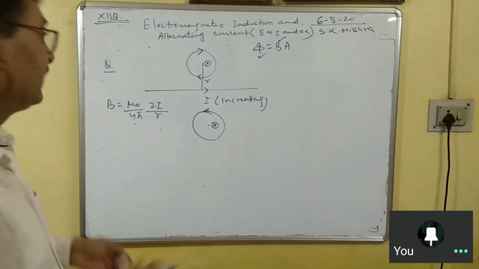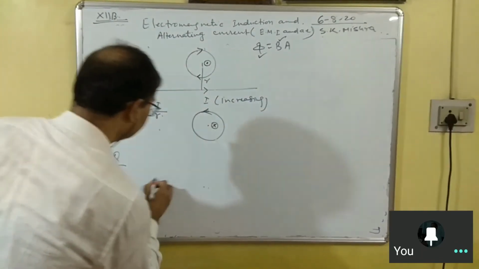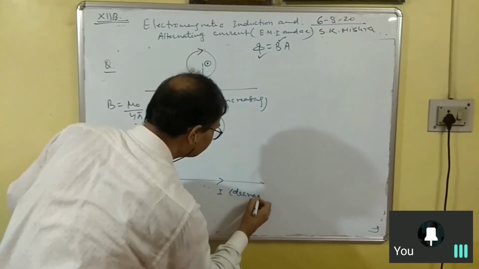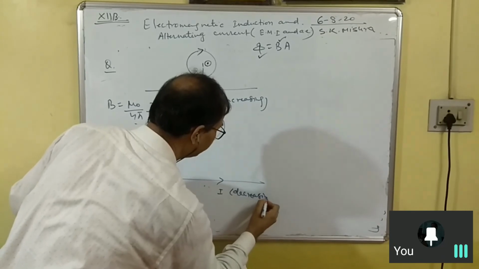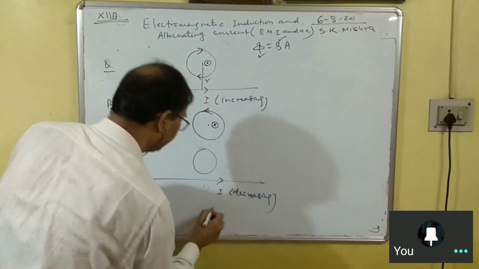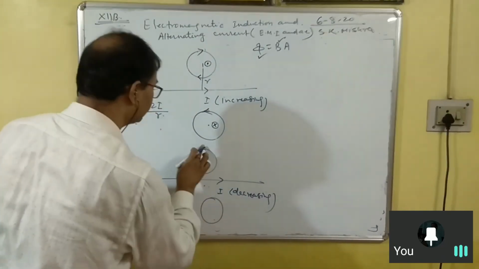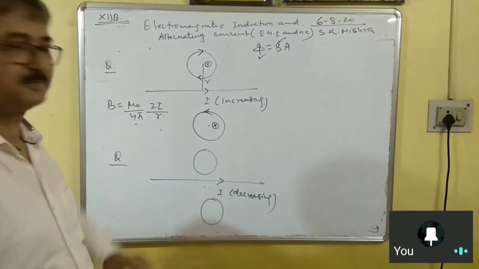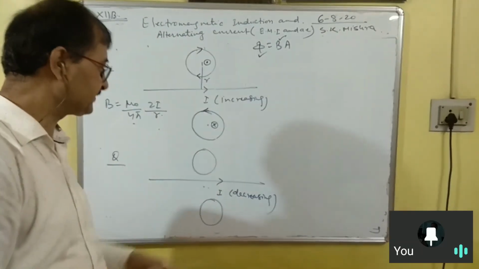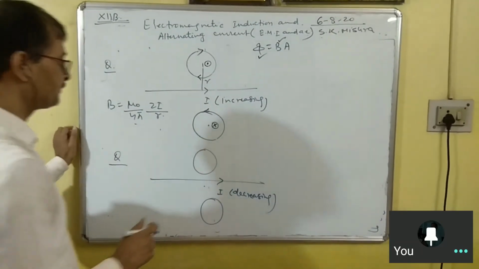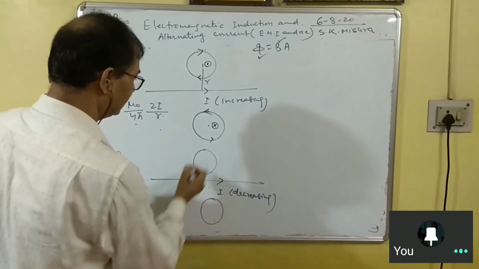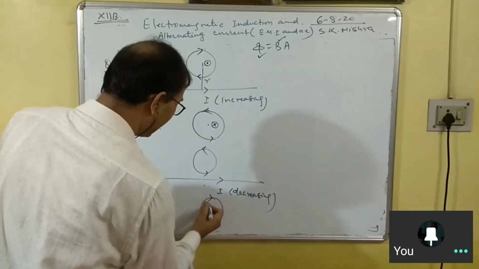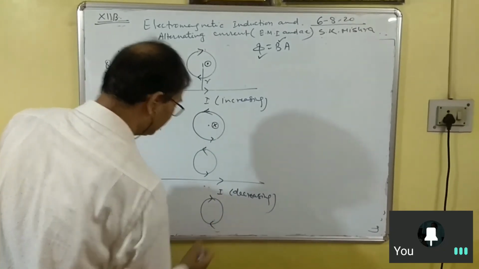Anti-clockwise. Remember, if I is decreasing in the same scenario, with two loops placed, one above the wire and the other below it, guess the direction of the induced current in the two loops. Anti-clockwise. Opposite of this, it should be clockwise.